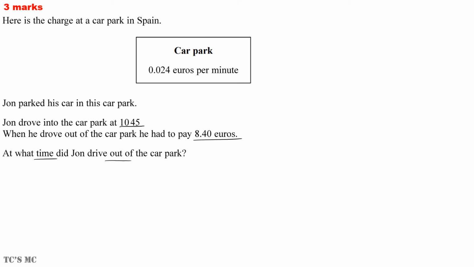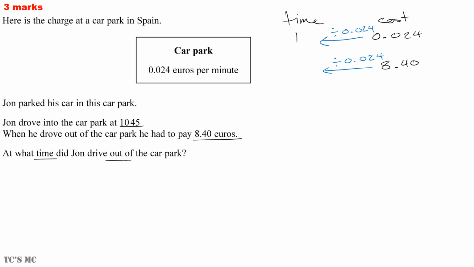Let's start with the time and the cost. So we know for 1 minute, John has to pay €0.024. He ended up paying €8.40. If we go backwards, we need to divide by 0.024. Type that into your calculator and you should get 350. So that means John was there for 350 minutes. That is our first mark.